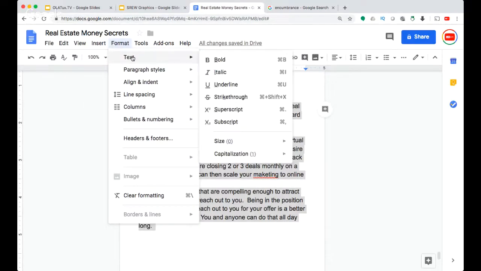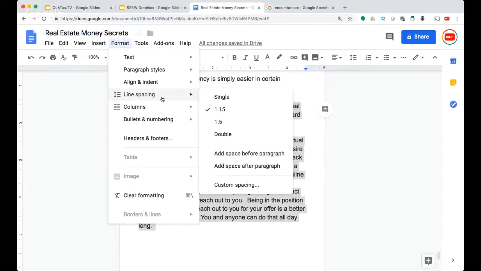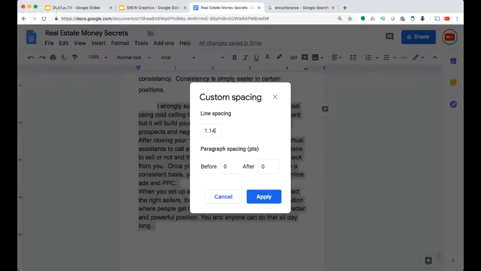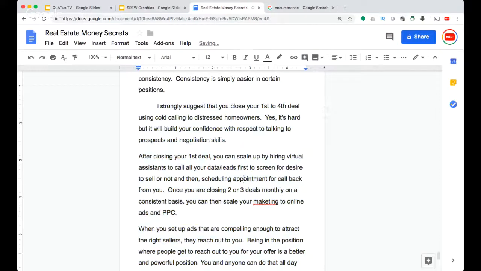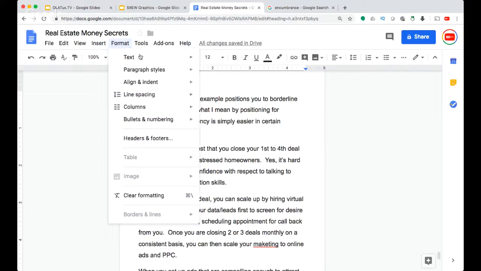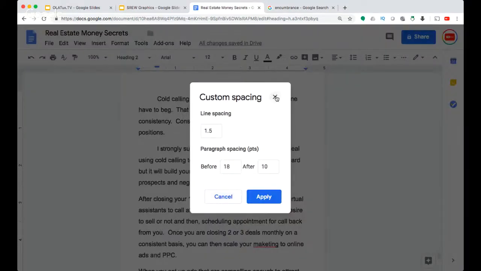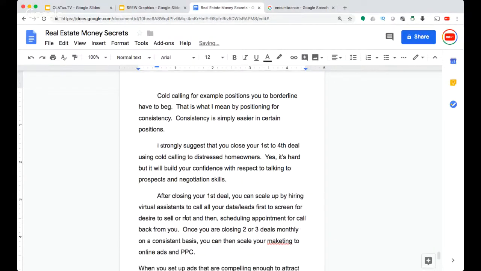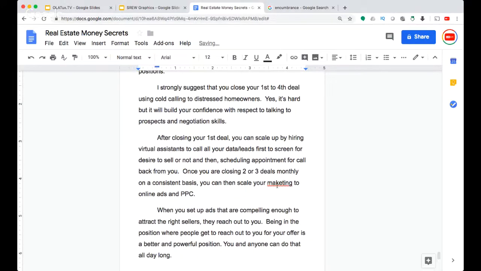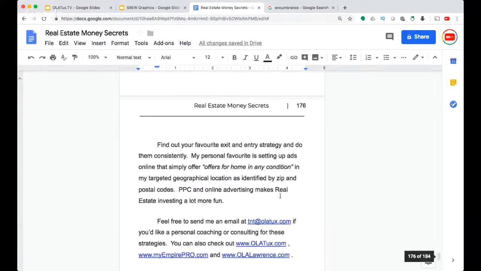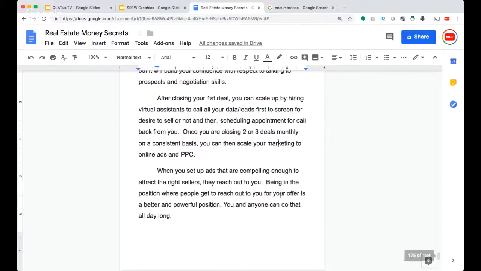Let's see, format, line spacing. There you go. We do custom 1.5. I think 1810. I think we said that right. Okay, there you go. Let's make sure I want to make sure everything is uniform. Yeah, 1810. Perfect. All right, so then I'll put this here. All right, so there you go.